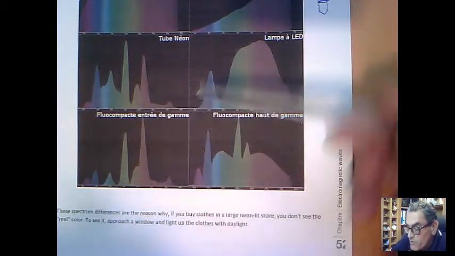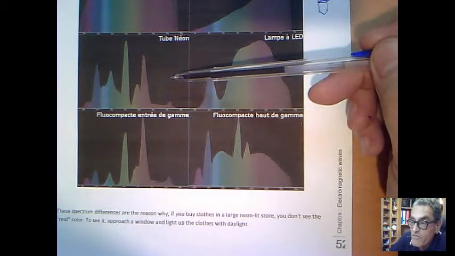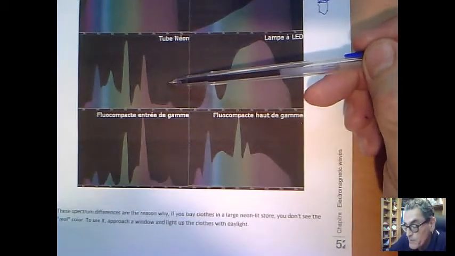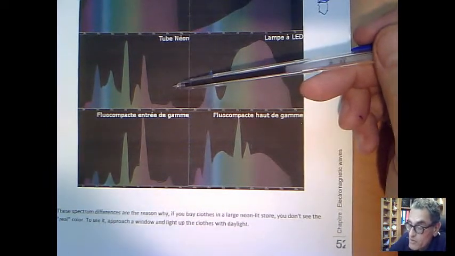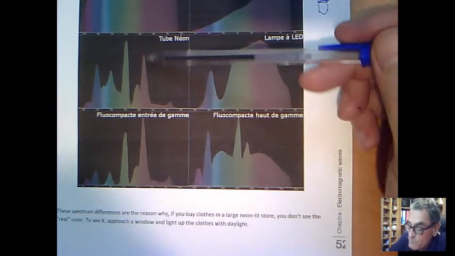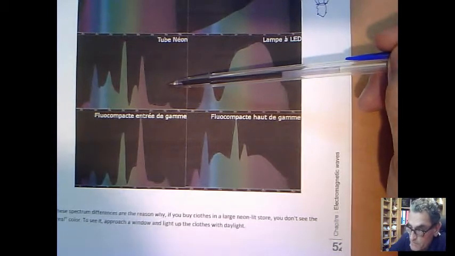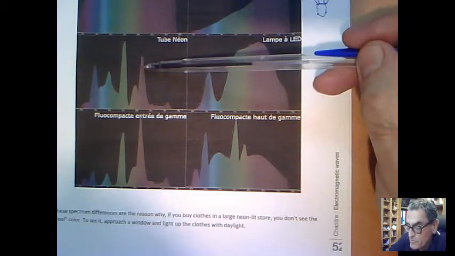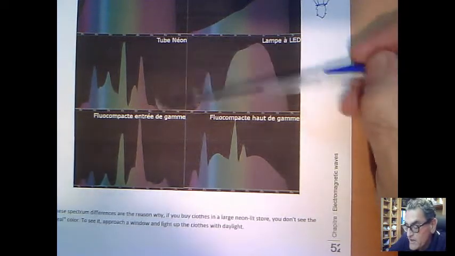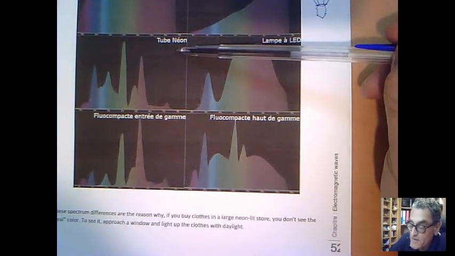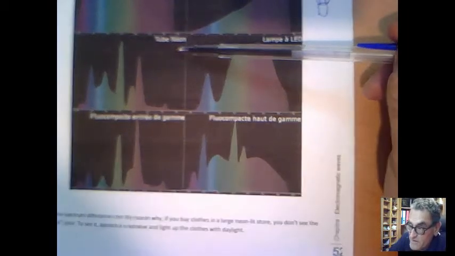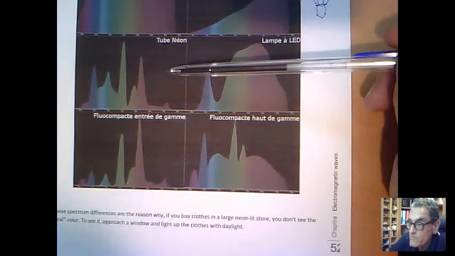So if you look at some piece of clothing that you find in a store and you don't like the color, well, take the cloth and go outside, go next to a window, because inside the store you don't see the real color of your clothing. If you take red pants, they will look much less red because they receive less red light. And if pants are red, it's because they reflect red light. So if they receive less red light, they will reflect less, and you will not see them in the same color.